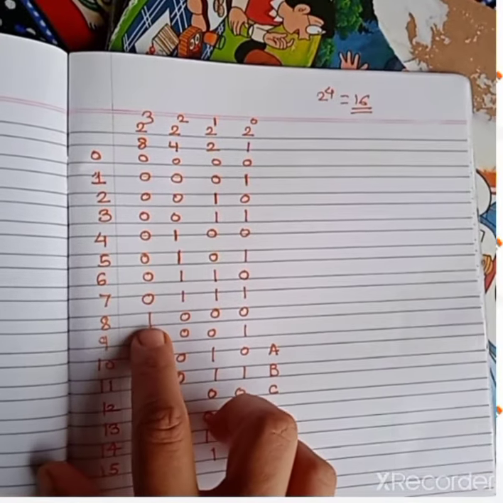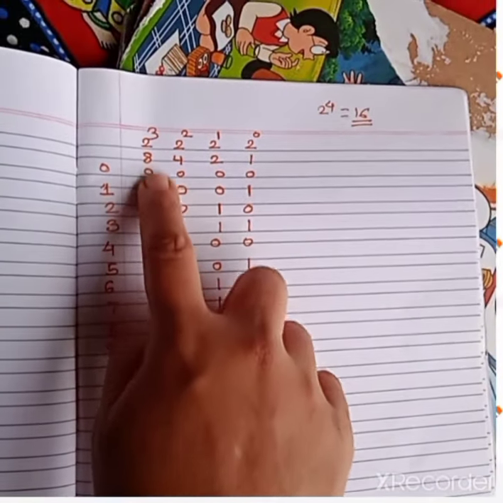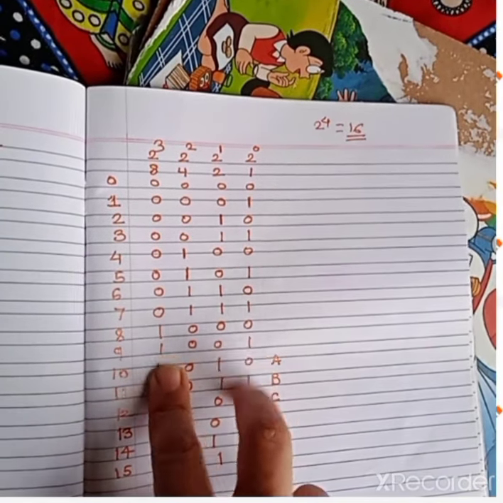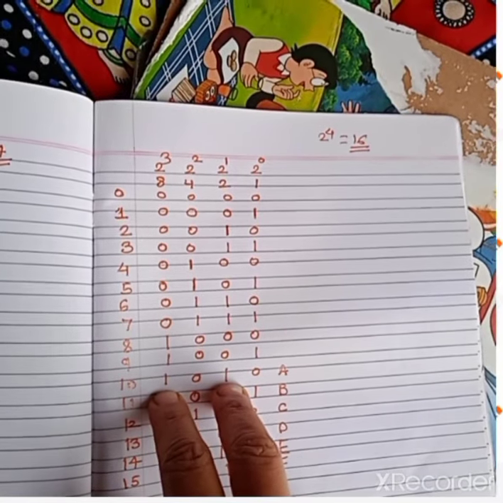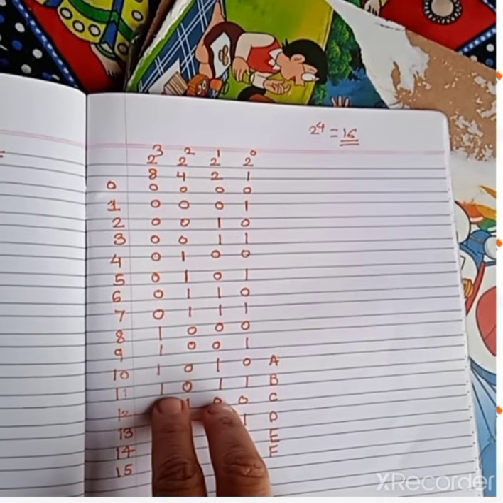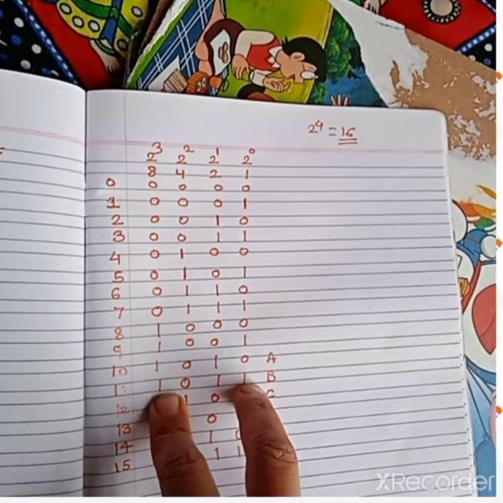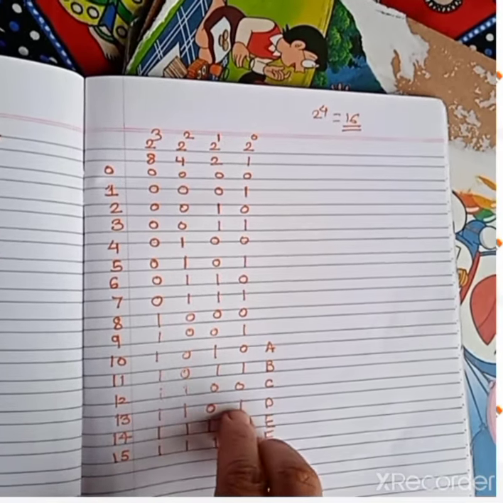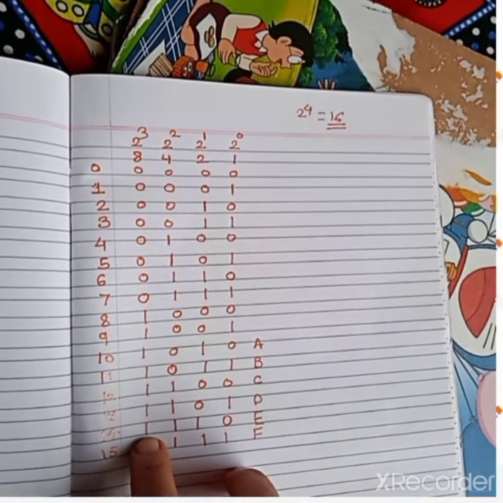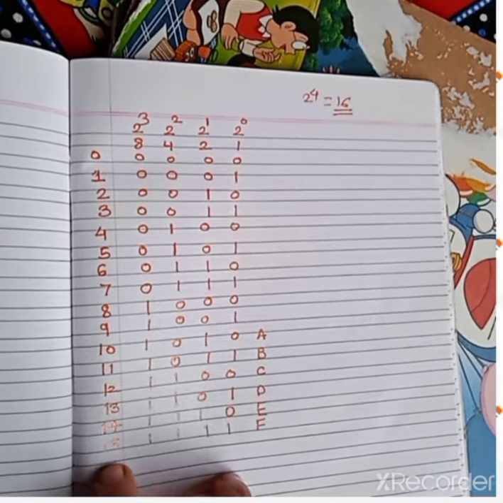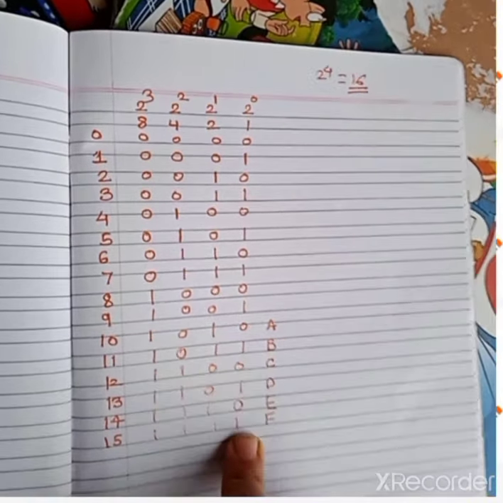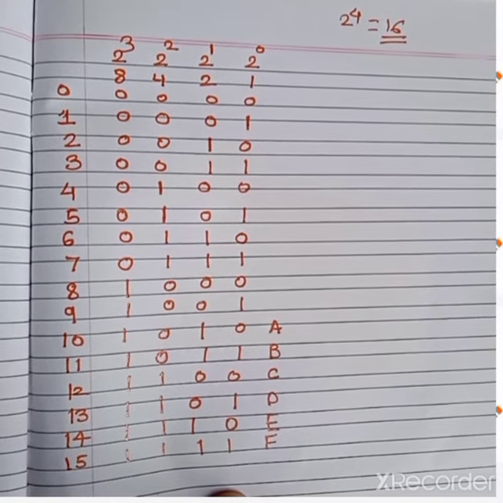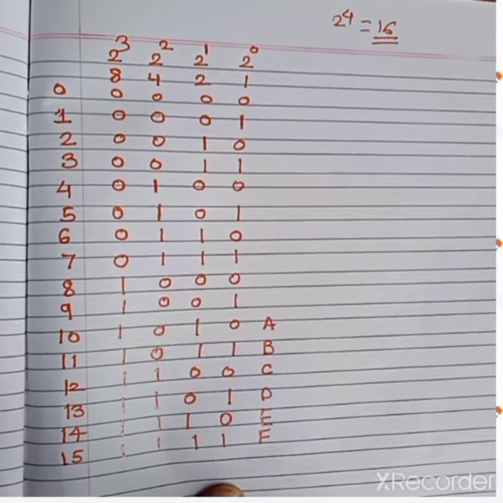For 8, make this column 1 because here the value is 8. For 9, make 8 plus 1, 9. For 10, 8 plus 2, 1 1 किया है. For 11, 8 plus 2 plus 1. For 12, 8 plus 4. For 13, 8 plus 4 plus 1. For 14, 8 plus 4 plus 2. And for 15, all the columns are 1. So this is the method for finding out 4-bit binary for decimal equivalent 0 to 15.